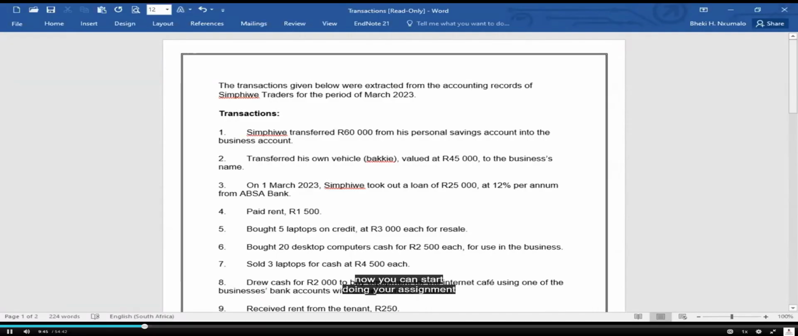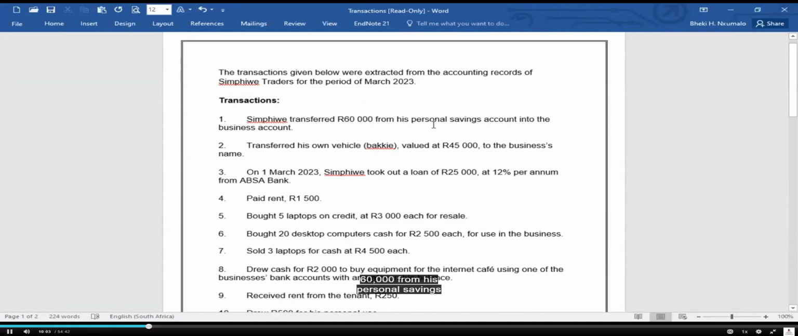Transaction number 1, Simpiwe, the owner, transfers 60,000 Rand from his personal savings account into the business bank account. So in transaction number 1, there are two accounts here. The owner, in the equity section, because the entry is affecting the owner. Equity is the worth of a business. The owners are interested in that, because once you have the equity, you are able to cover other expenses and also generate more revenue. So 60,000, two accounts in transaction number 1.